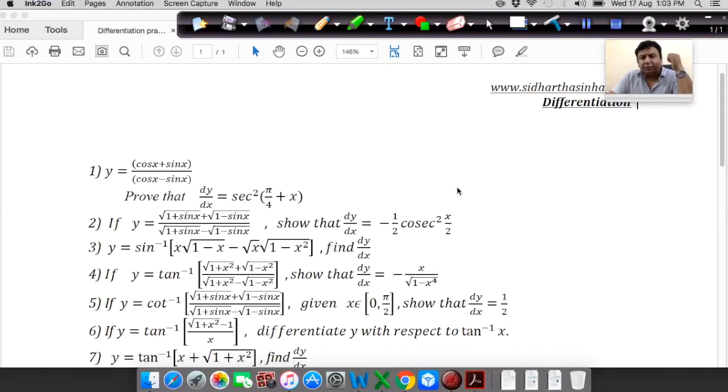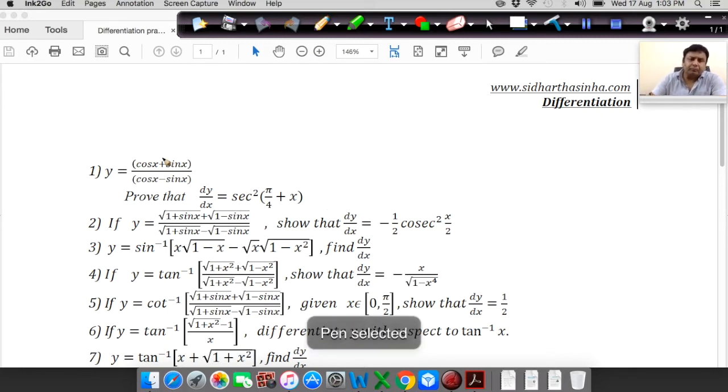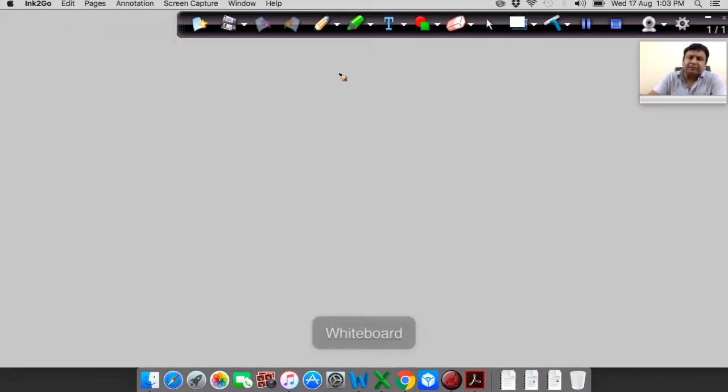So differentiation today. I strongly recommend that you should know all the formulas first of all. All right, then only start with the thing. So the first one, I'll give you hints. It's not that I'm going to solve the whole thing, but wherever required, I'll give you a hint, like y equals cos x plus sin x upon cos x minus sin x.